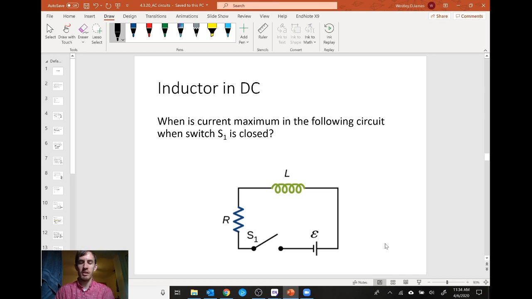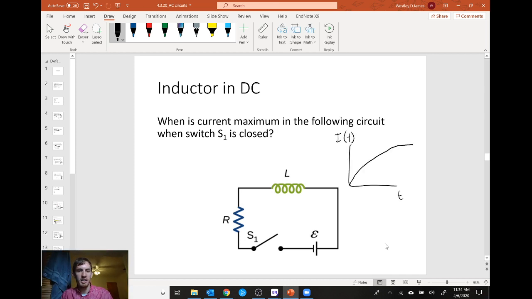For the inductor, if we remember, the current initially is minimum because as you close the switch, the inductor is going to oppose the change in current. We went from no current to some current, so it's going to oppose that really quick change. So you're going to get no current at first, and then as time goes on, that change in current with respect to time is going to decrease, and so it's going to oppose it less.